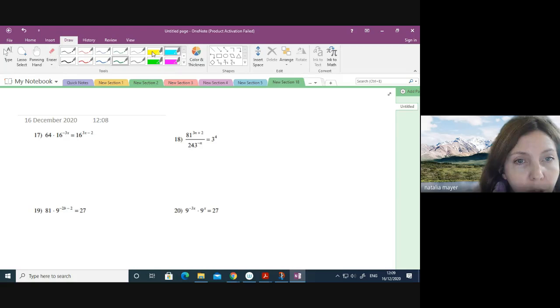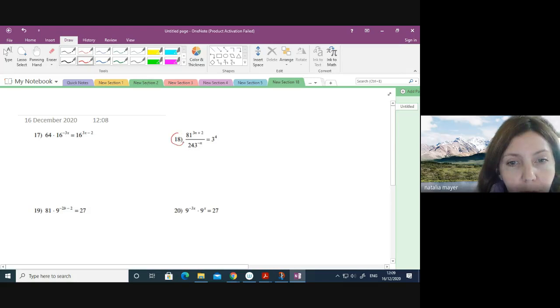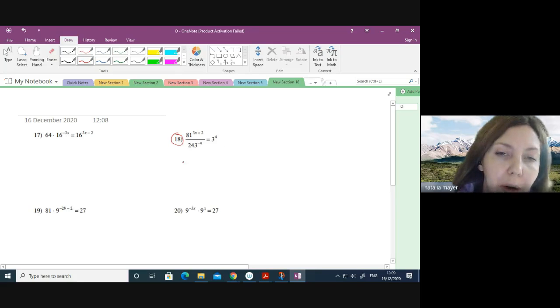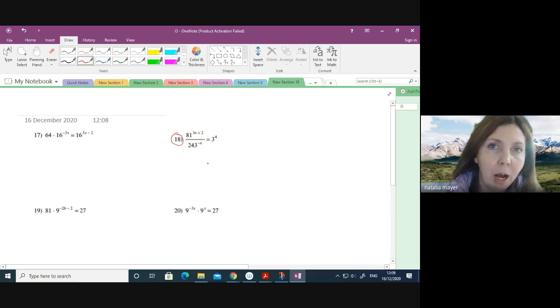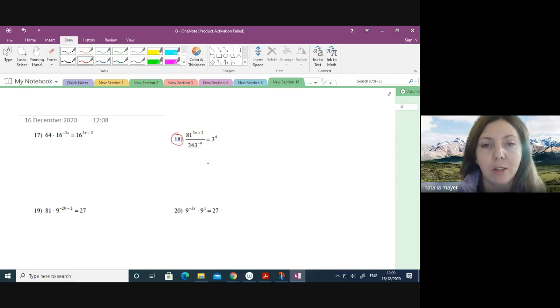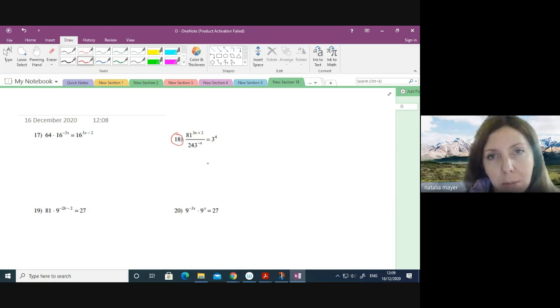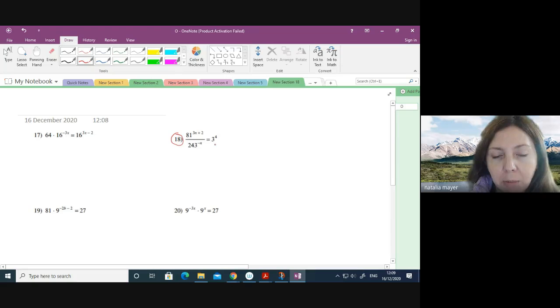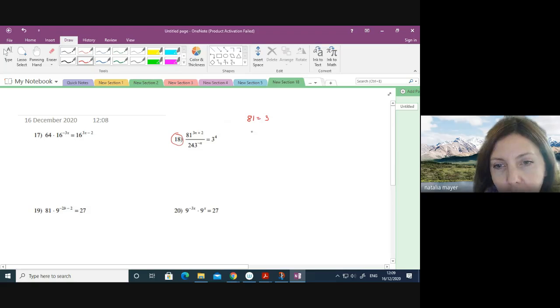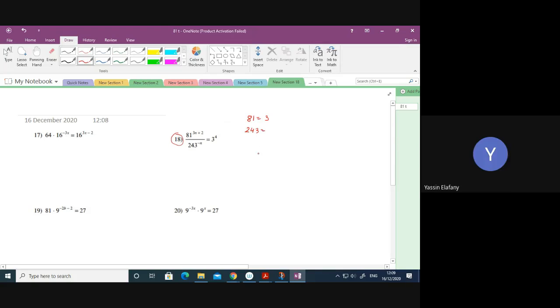So, in question 18, we have 2 exponential expressions on the left and 1 on the right. Okay, so our target is to have the same base. So whenever you have several exponential expressions, then definitely you will go for the smallest base. Okay, so the smallest base here is 3. Right? So that means that I need to represent 81 as the power of 3 and 243 as the power of 3. So please tell me, what is 81? Which power of 3 is it? And what is 243? Which power of 3 is it? For 243, 5. Right, and 81? 4. Right.